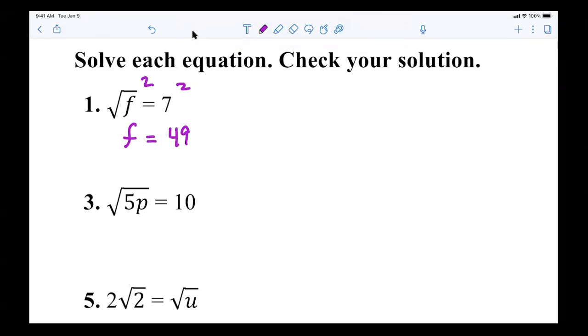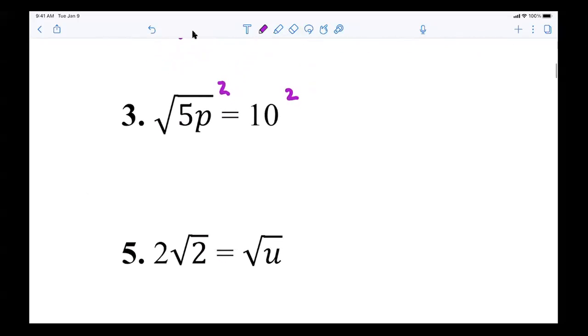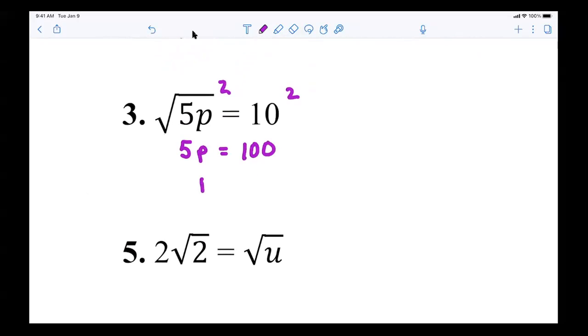Now, here we go. Number 3, what do I do? Square both sides. So what happens to the square and the square root? They cancel each other out. So I want everybody to write 5p equals, what's 10 squared? 100. And now what do I do to both sides? Divide by 5. So p is equal to 20.